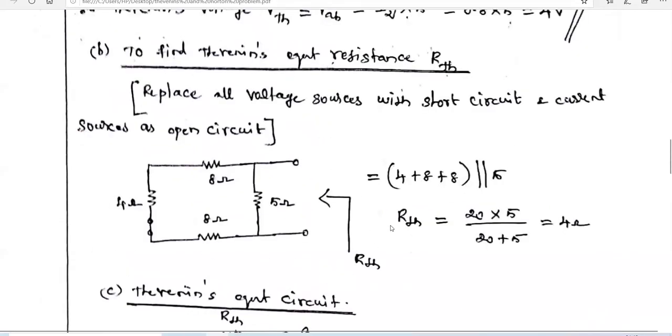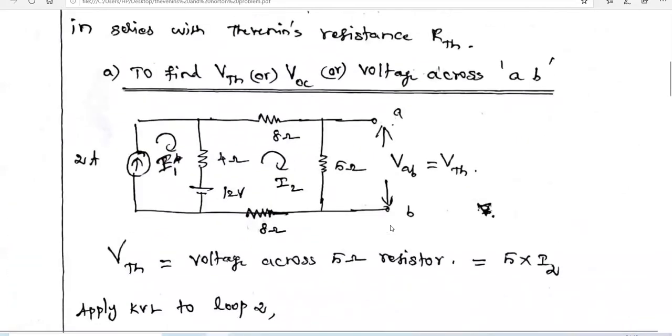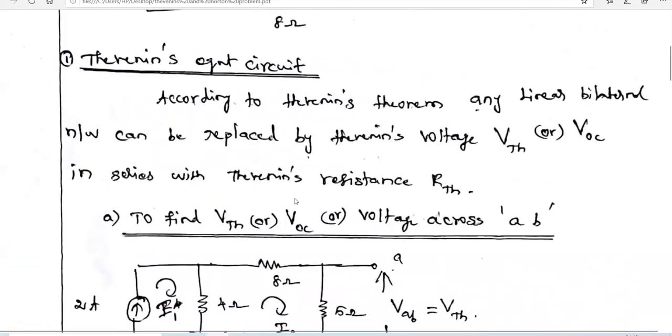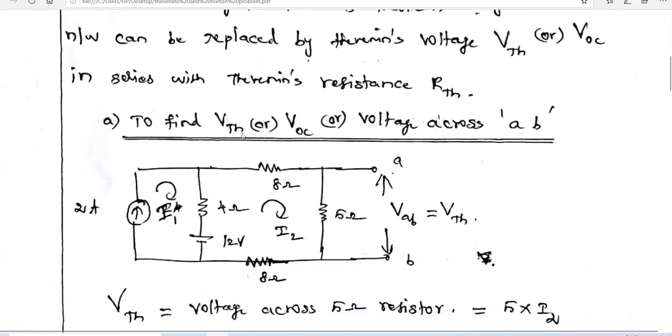So you understand. I will recall the steps. The first step is to find VTH. The other name of VTH is open circuited voltage, the voltage across the open circuited terminals A and B. The name is open circuited voltage because we measure the voltage across the open circuited terminals A and B. That's why it is called VOC.